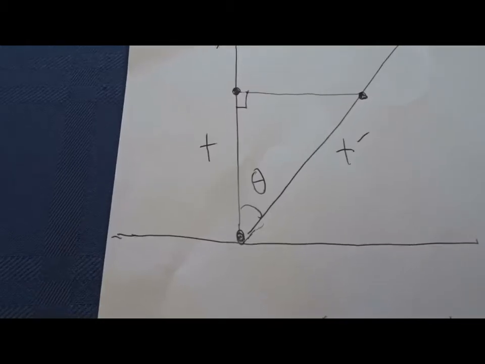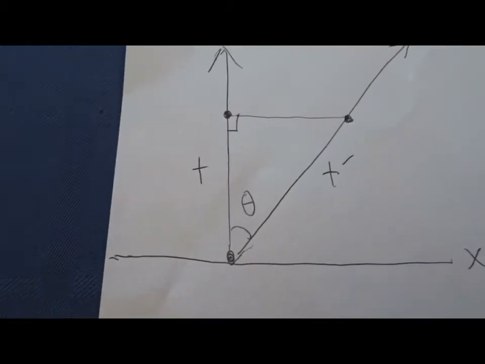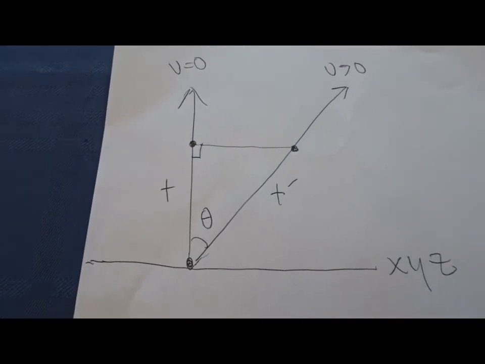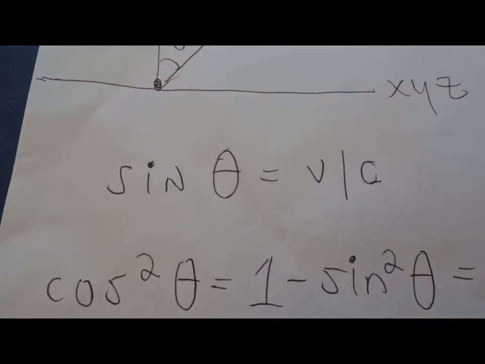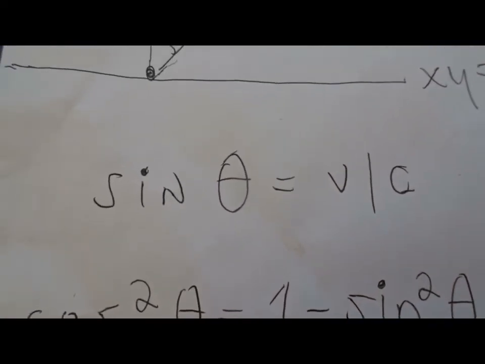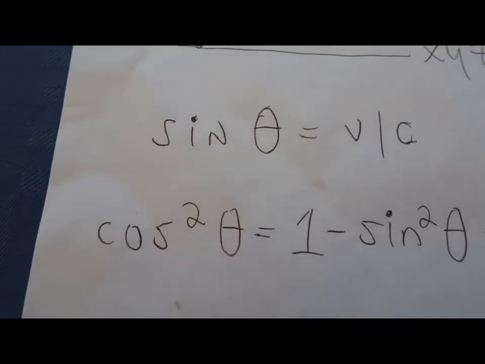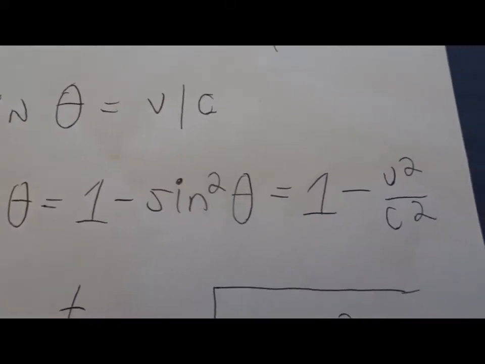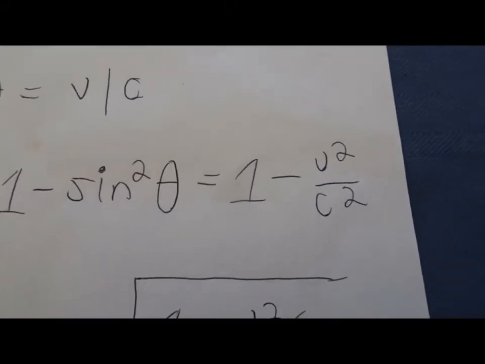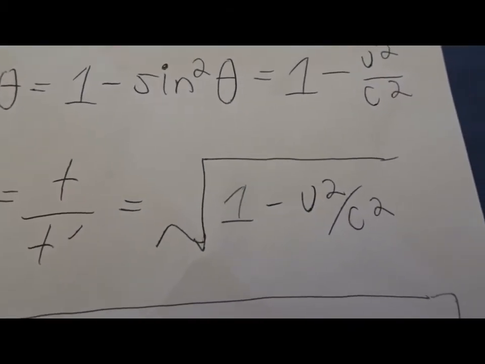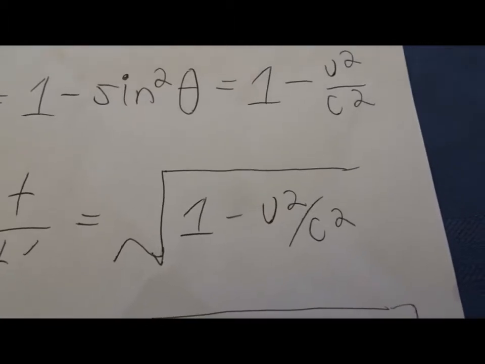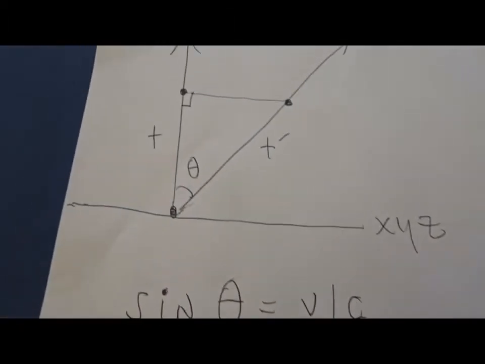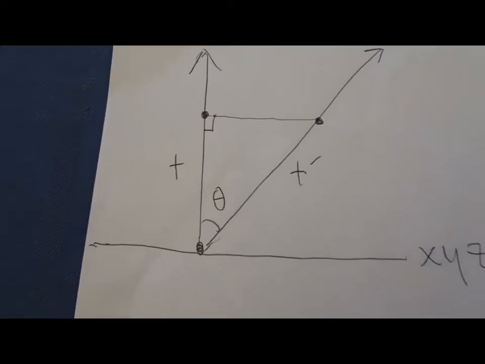Well, what we can do here, we define a little angle theta, which is an angle through time between time and space. And the key formula is sine theta equals v over c. By simple trigonometry, we get cos squared theta equals 1 minus sine squared theta, 1 minus v squared over c squared. Therefore, cos theta equals t over t prime is the square root of 1 minus v squared over c squared. And you can see that's just a cosine to define time dilation.